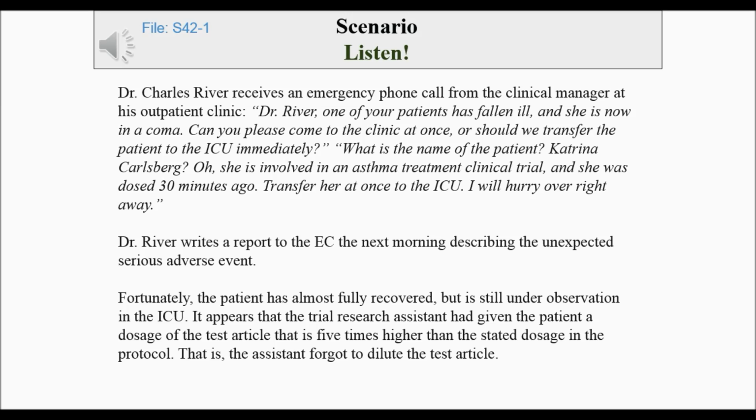Dr. River writes a report to the EC the next morning describing the unexpected serious adverse event. Fortunately, the patient has almost fully recovered, but is still under observation in the ICU. It appears that the trial research assistant had given the patient a dosage of the test article that is 5 times higher than the stated dosage in the protocol. That is, the assistant forgot to dilute the test article.